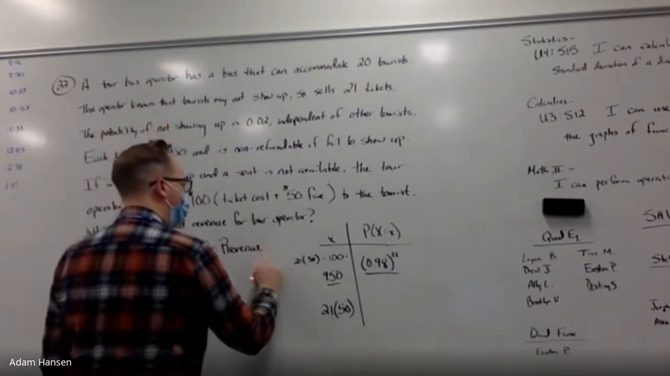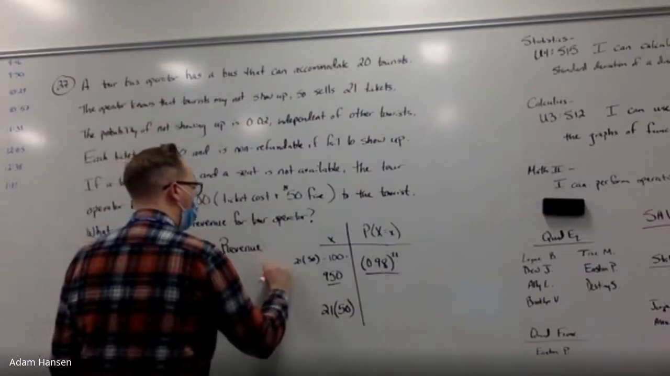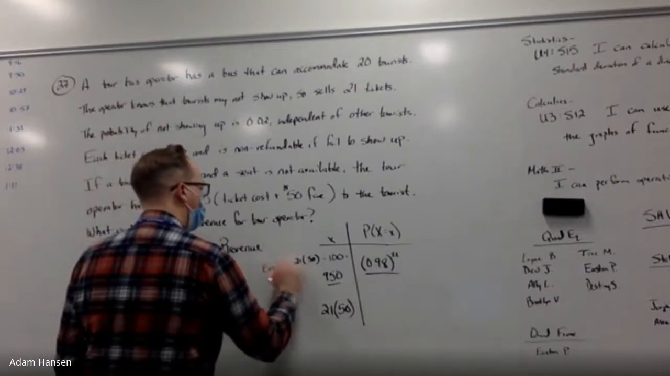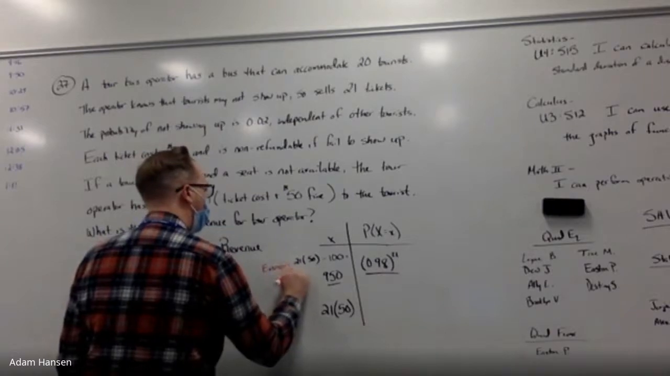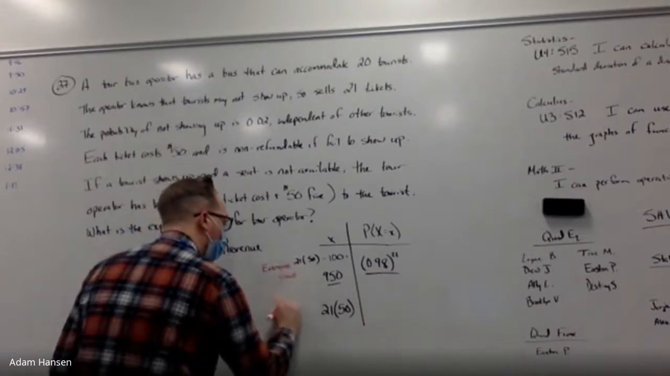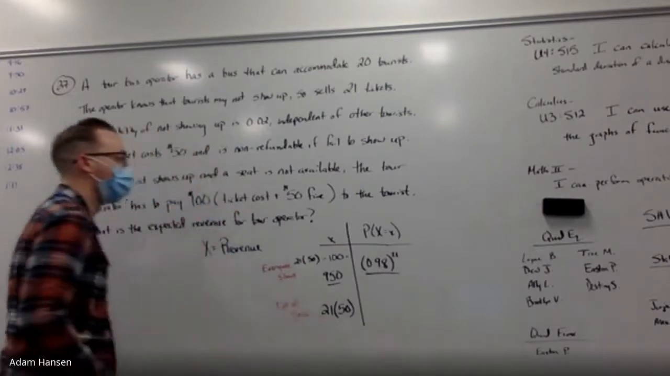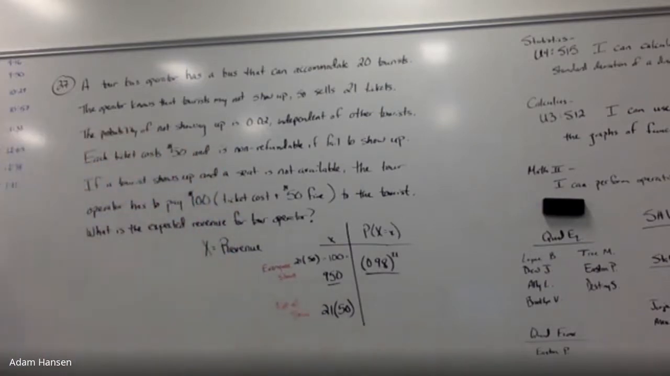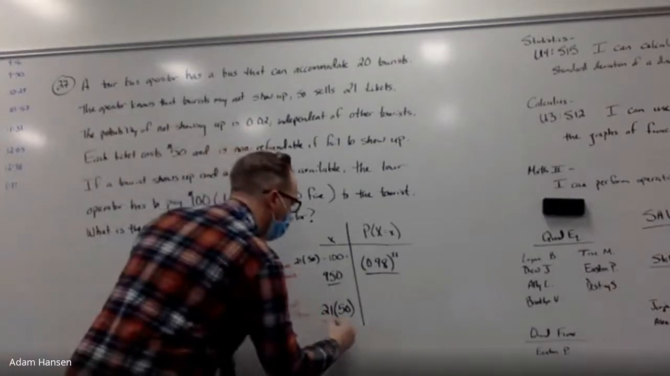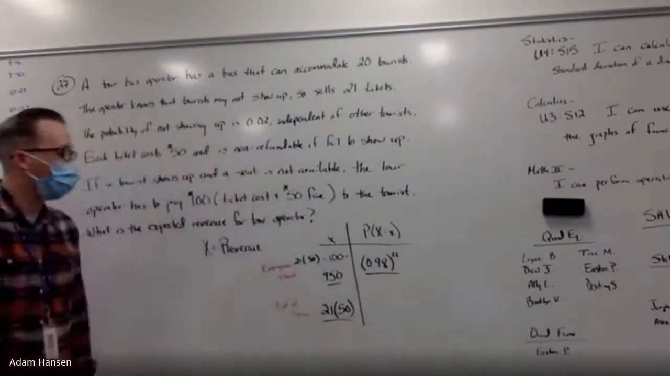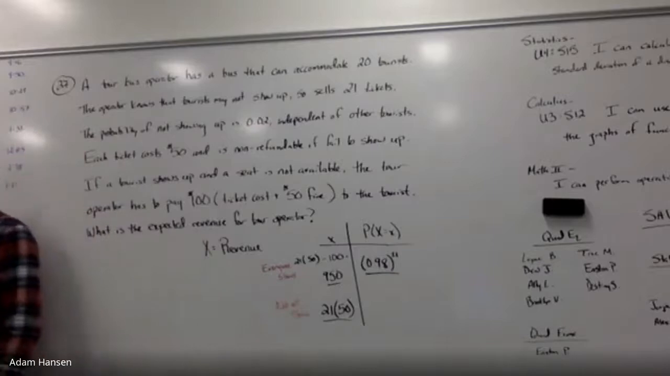Here is if everyone shows. Here's if not all show. They'll bring in 21 times $50. I think that's $1,050.